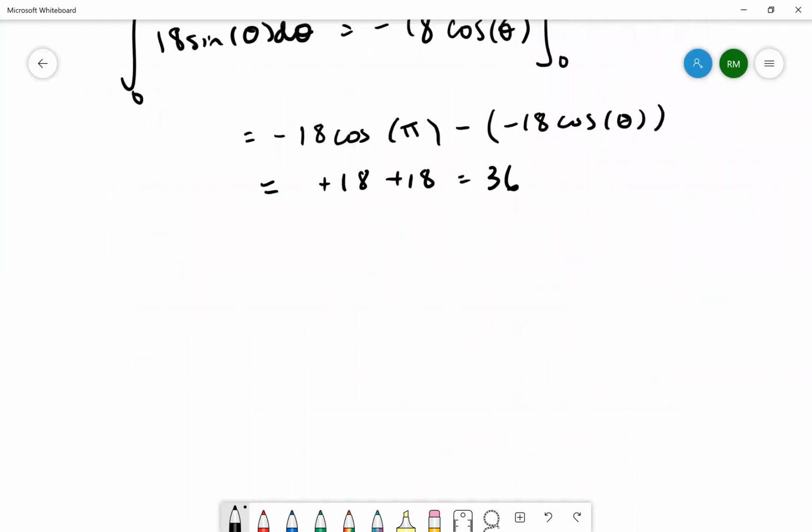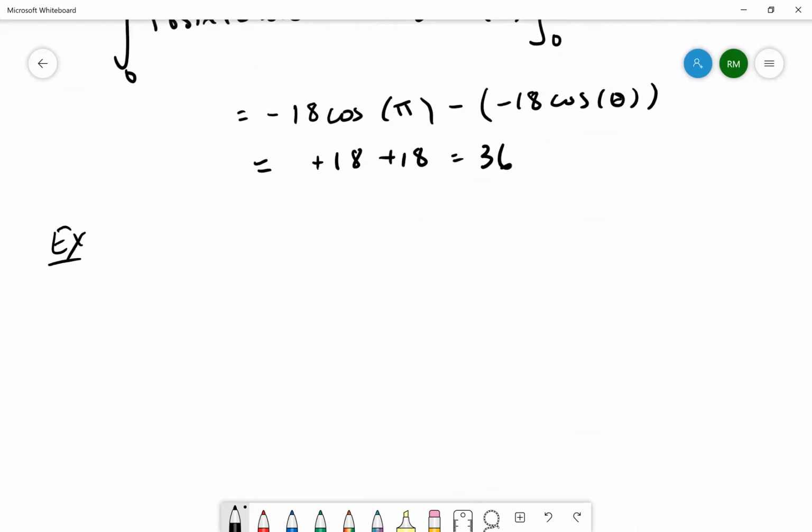Okay, and here's an example for you guys to work on. Find the area common to r equals 4 sine of 2 theta.